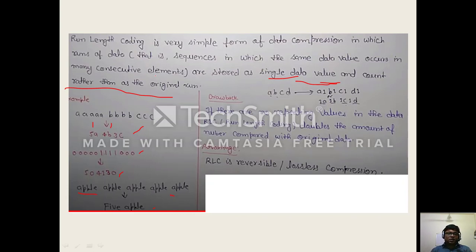The drawback is that if the frequency of this type of occurrence is very low, in the form of A, B, C, D, then E, F, G, then what will happen? We will write A1, B1, C1, D1. Then it requires only 4 characters in the original, but in this case we require 2, 4, 6, 8 characters. If there are no repeating values in the data, run length coding doubles the amount of data compared with the original data. What is the advantage? RLC is a reversible and lossless compression technique.